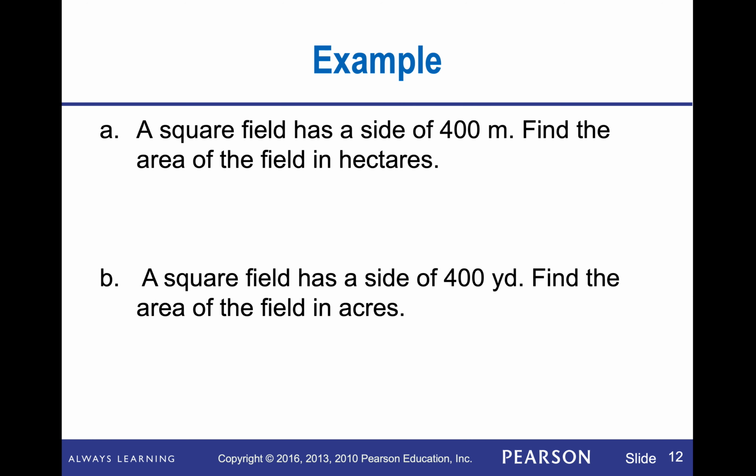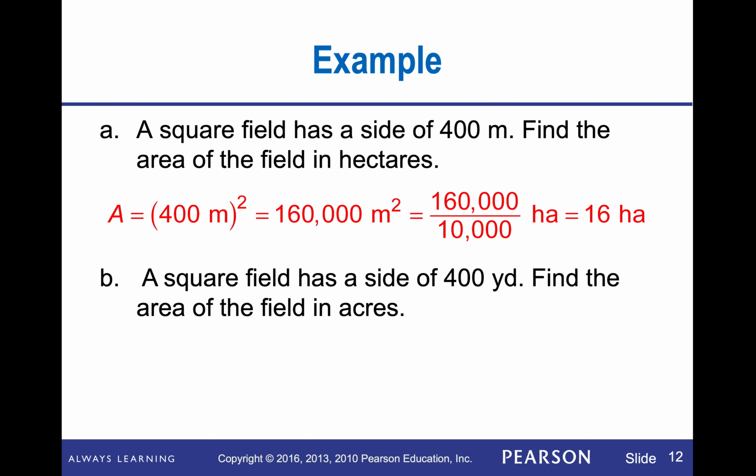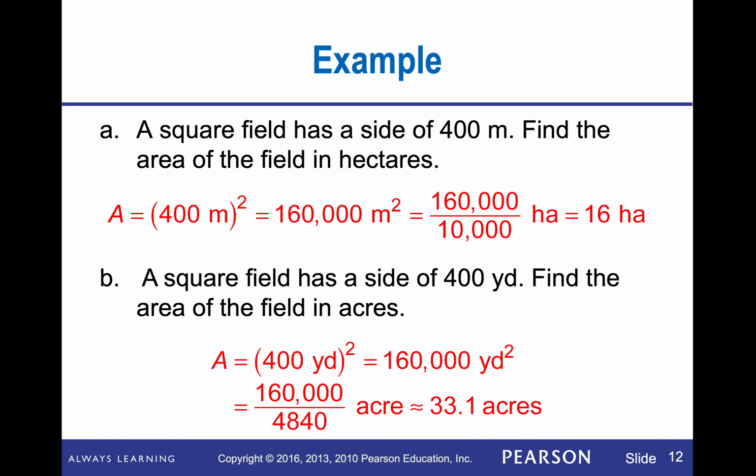So here we have an example of a square field that has a side of 400 meters. And then I want to find the area in hectares. I'm going to use the appropriate unit analysis method and conversion factor to get to the final answer of 16. I'm going to do the same thing in part B, taking note that I'm not showing the units here, but if we were doing this with our students, we would want to make sure we had those units there so we could show the pattern of the units canceling out.